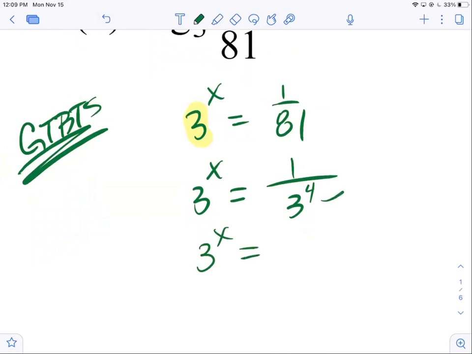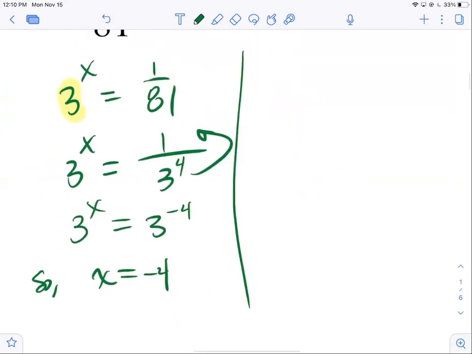And then I get 3 to the x if I bring it to the top, makes it 3 to the -4th. Well, look at that. Since these functions are one-to-one, if you have 3 to the x equals 3 to the -4th, you've got the bases the same. You could say x equals -4 by the GT-BTS method. It's a consequence.